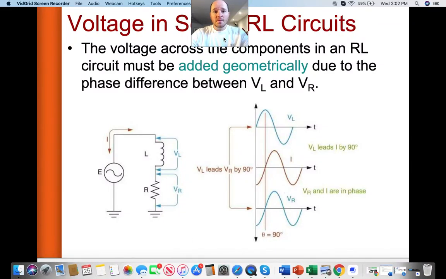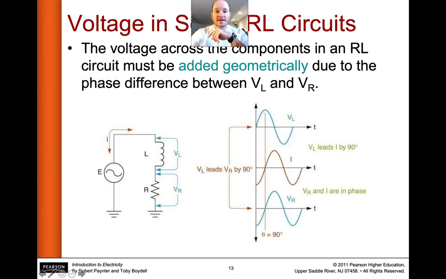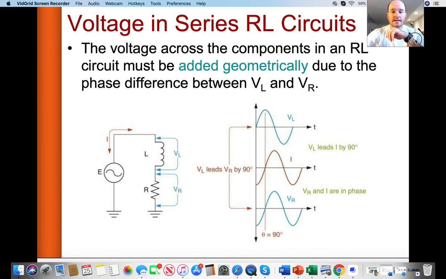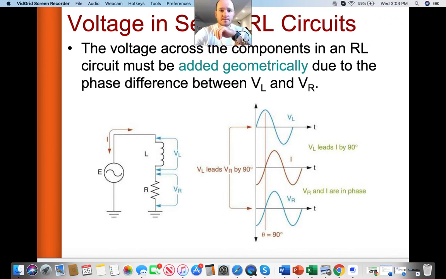All right, welcome back to lab, part two of this RL series circuit. Now let's talk a little bit about voltage in a series RL circuit.